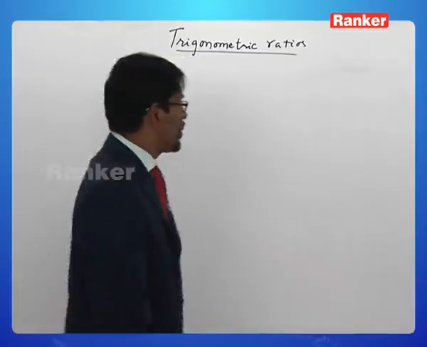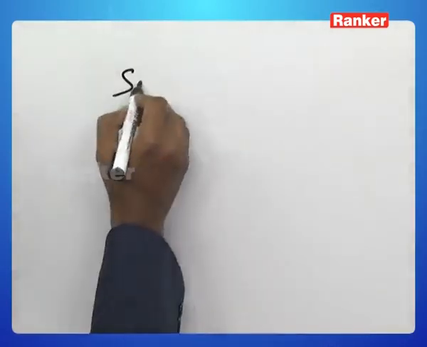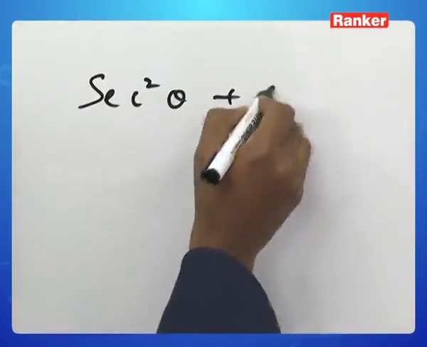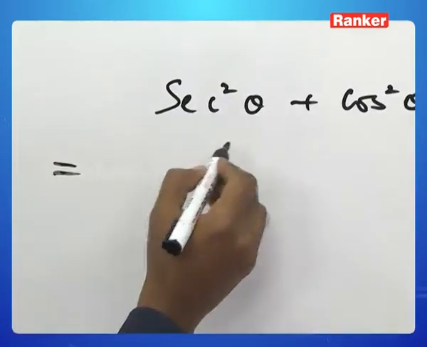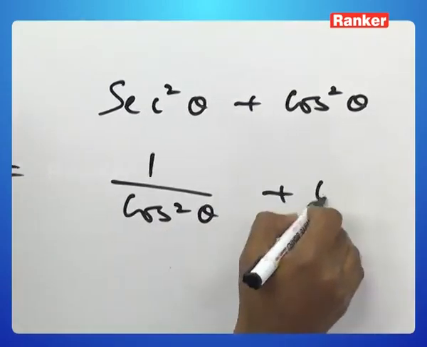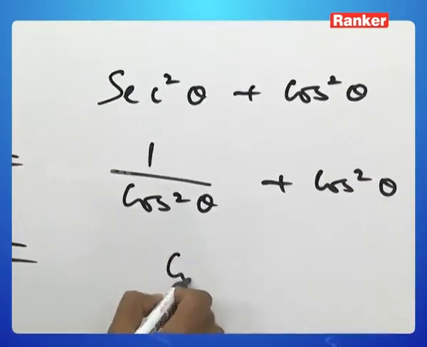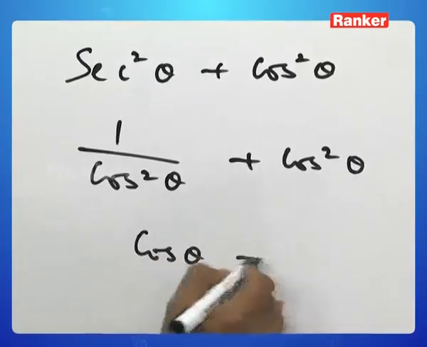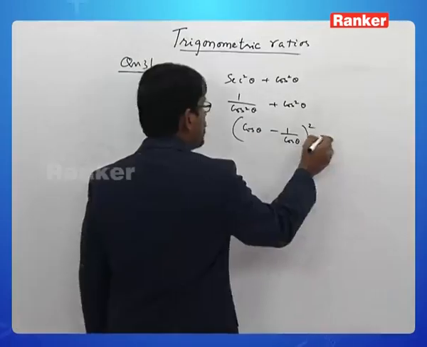Here, let's have a look. Secant square theta plus cos square theta. This we can write in the form of 1 by cos square theta plus cos square theta, which we can further write in the form of cos theta minus 1 by cos theta, the whole square, plus 2.